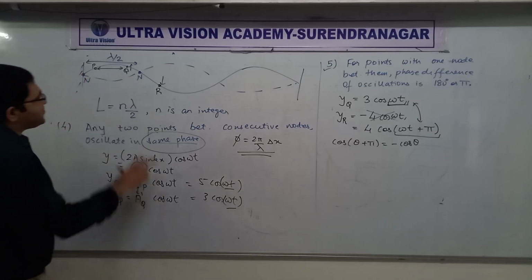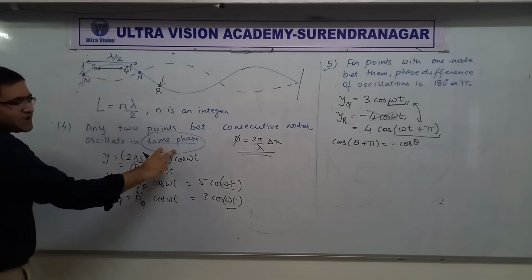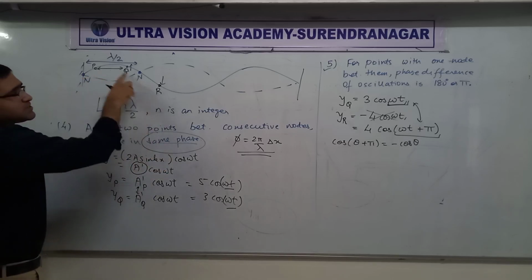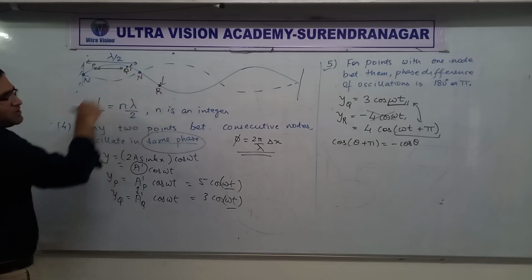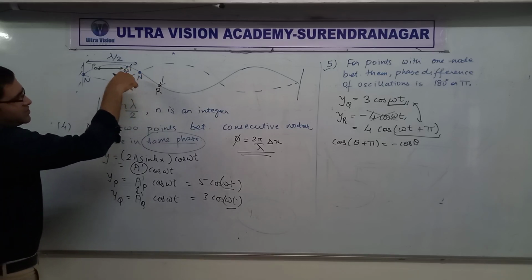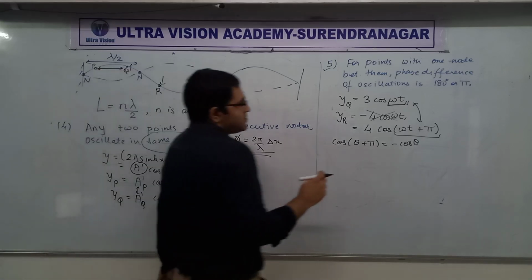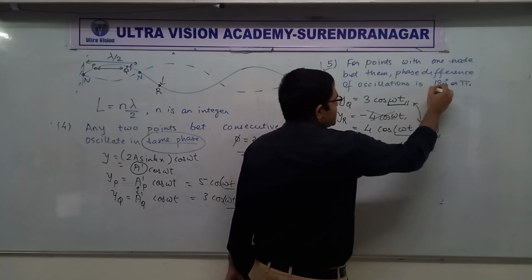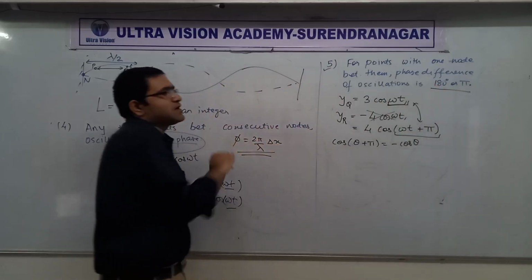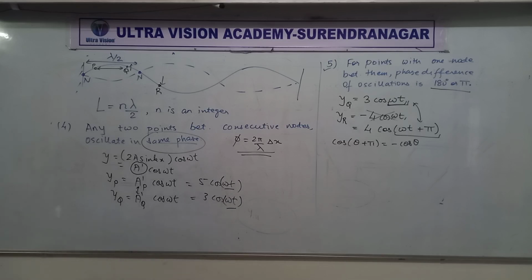So, any 2 points between two consecutive nodes, like P and Q, they are in same phase. But any 2 points, Q and R, with one node between them, remember only one node, not more than one, will have opposite directions for motion. That's why the phase difference is 180 degree or pi. Okay, these are some very small things that can be useful in some questions.